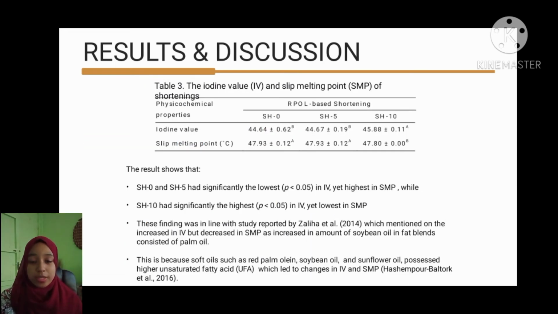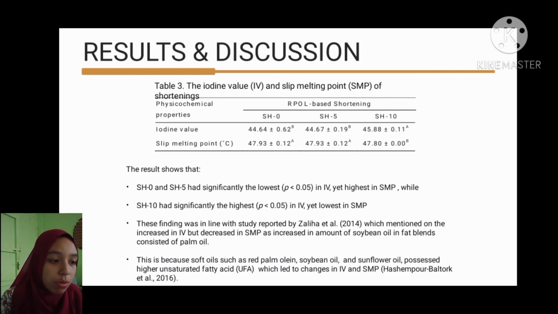I would like to proceed with my presentation with the second result of my study based on table 3 as shown on the screen, illustrating the iodine value and slip melting point of shortening. So this result shows that SH0 and SH5 had significantly the lowest iodine value, but highest slip melting point, while SH10 had significantly the highest iodine value, yet lowest slip melting point.